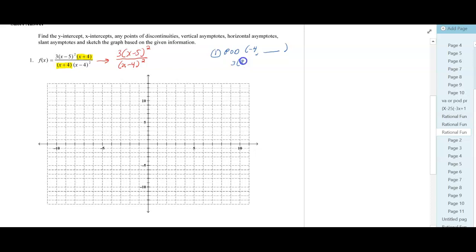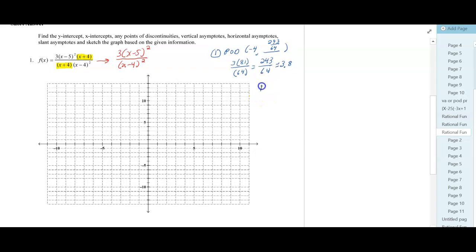When you do that, you're going to get 3 times 81 over, when you plug in negative 4, you're going to get 8, and when you square it, you get 64. So you get 243 over 64. The point of discontinuity is 243 over 64. If you use your calculator just for computational purposes, this decimal is around 3.8. So it's approximately 3.8.